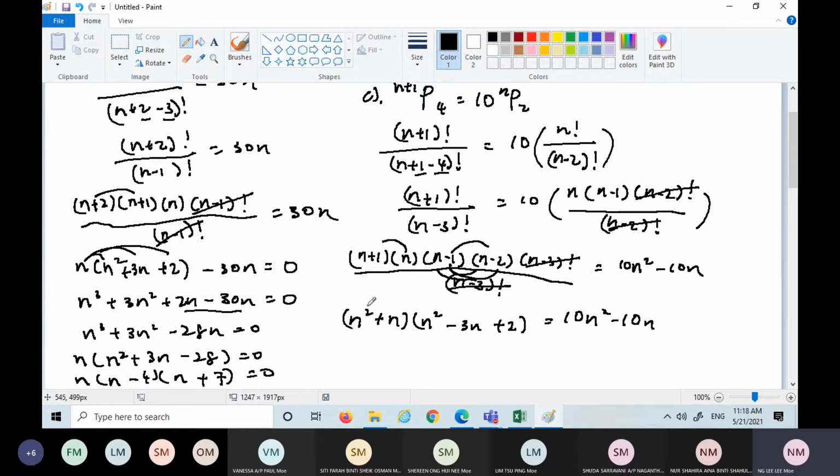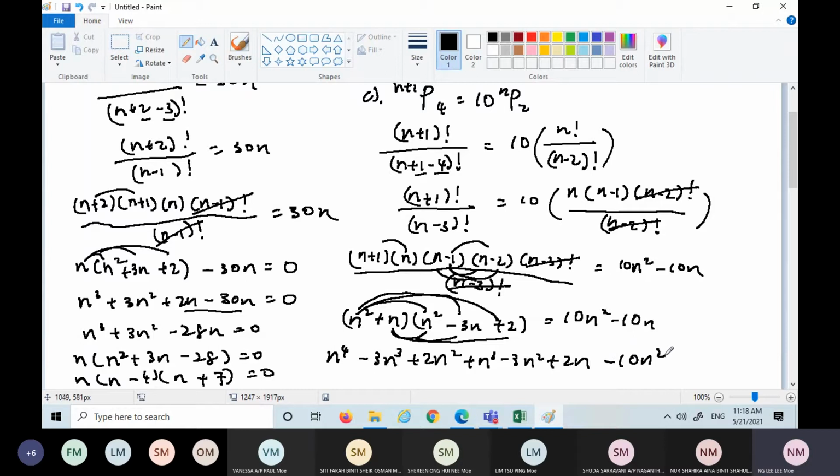Okay, then expand one by one. n squared times n squared is n to the power 4. This is negative 3n to the power 3. This and this is a positive 2n squared. Second term with our other terms: this is n to the power 3, negative 3n squared, and then plus 2n, minus 10n squared. These two terms move to the left, plus 10n equals 0.